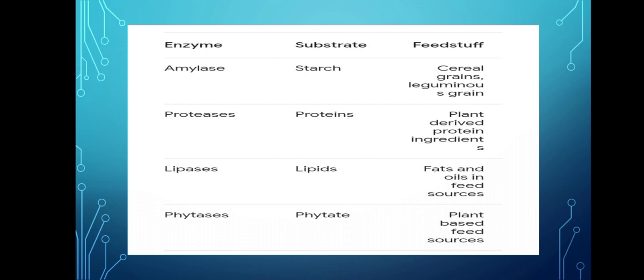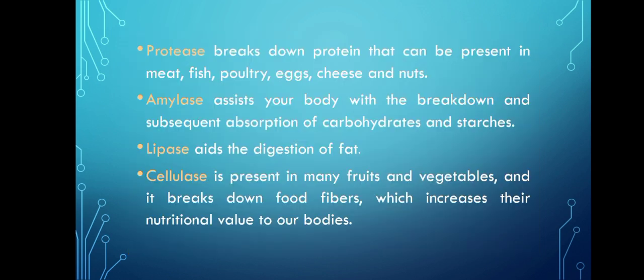Another is lipases, whose substrate is lipids, and the feedstocks are the fats and oils in feed sources. Another is phytases, whose substrate is phytate in plant-based feed sources. So protease breaks down the protein that can be present in meat, fish, poultry, eggs, cheese, and nuts. Amylase assists your body with the breakdown and subsequent absorption of carbohydrates and starches.